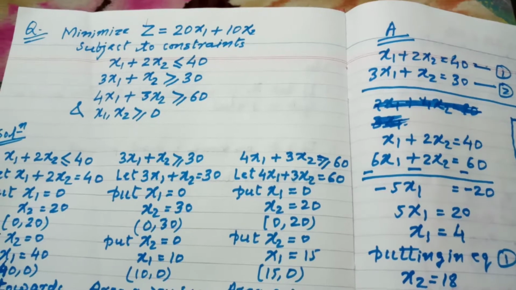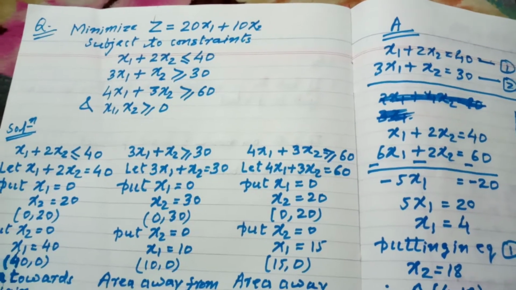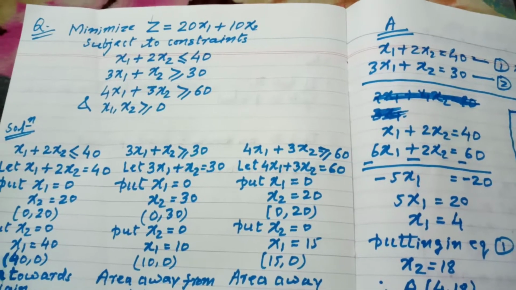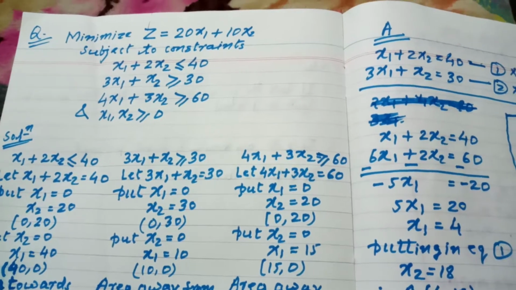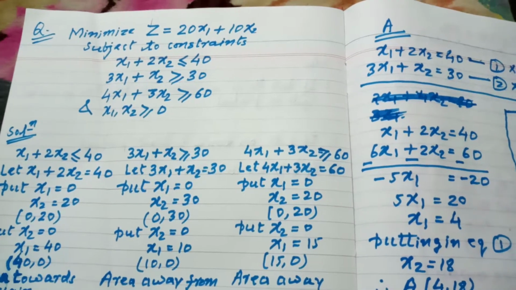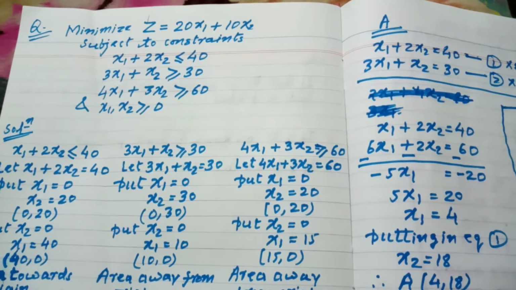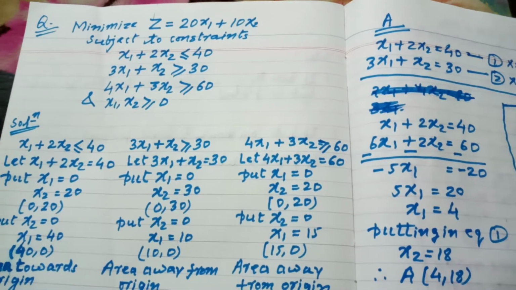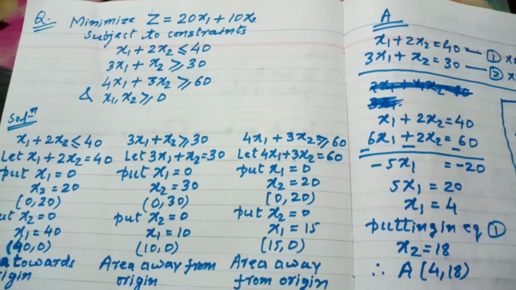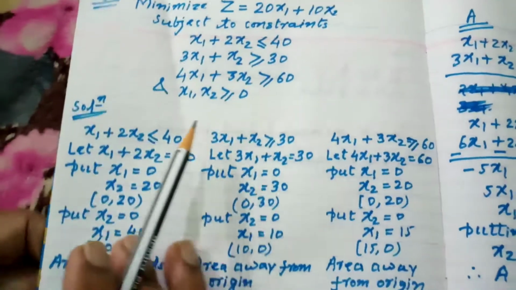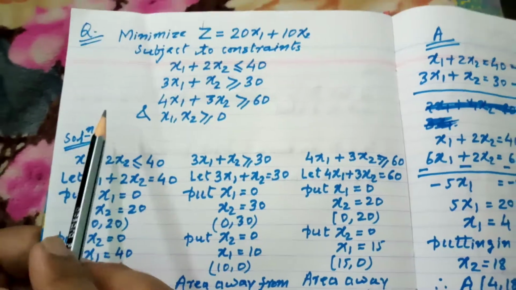Here you have to remember when the constraint has a less than equal to sign, then the area is always towards origin, and when the sign is of greater than equal to type, the area is always away from the origin. And you must remember that the feasible region or the solution region will always lie in the first quadrant where x1 and x2 are both positive. So now let's take up a question of this type.